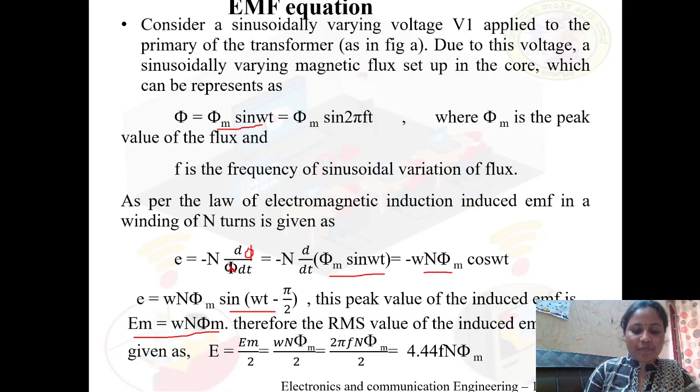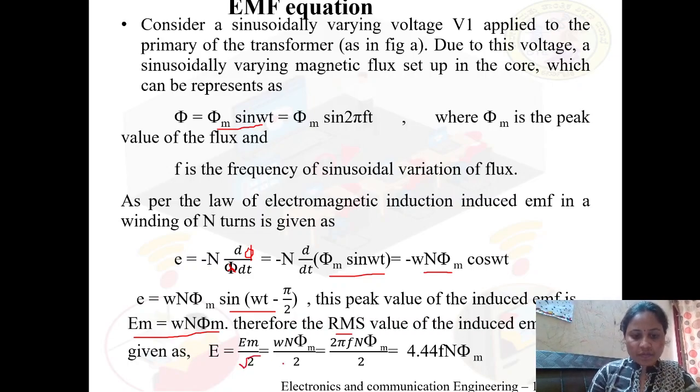Since for AC parameters we have to consider the RMS value, let us find the RMS value here. The RMS value is E maximum divided by root 2. Therefore, let us replace omega with 2 pi f, and on simplifying we will get the RMS value of the EMF induced as 4.44 f n into phi maximum.